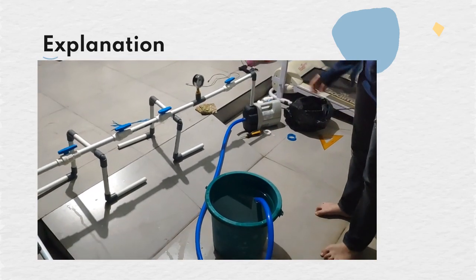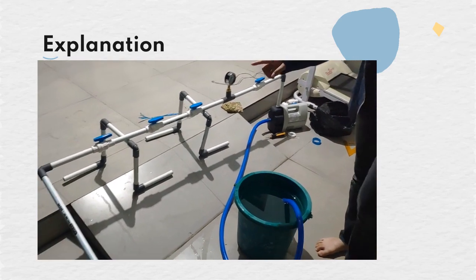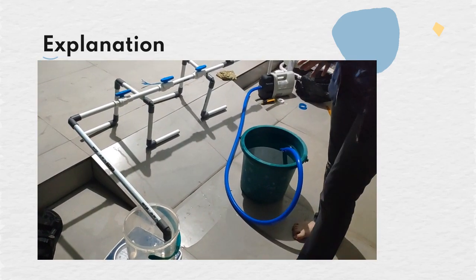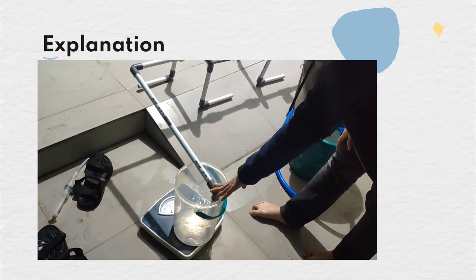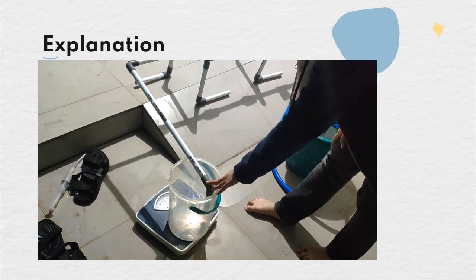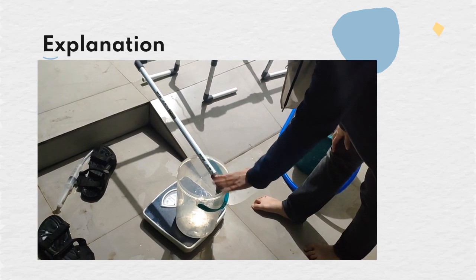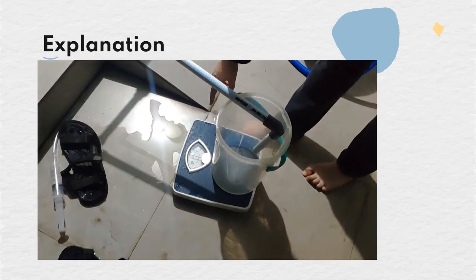Okay, so now the second thing that we need besides pressure is also the velocity. How do we search for the velocity? We can do that by searching for the mass flow rate. How do we search for the mass flow rate? We can use this bucket right here. We have to see how fast the pump is spewing out water out of this pipe. And from there we can see this, what is this?